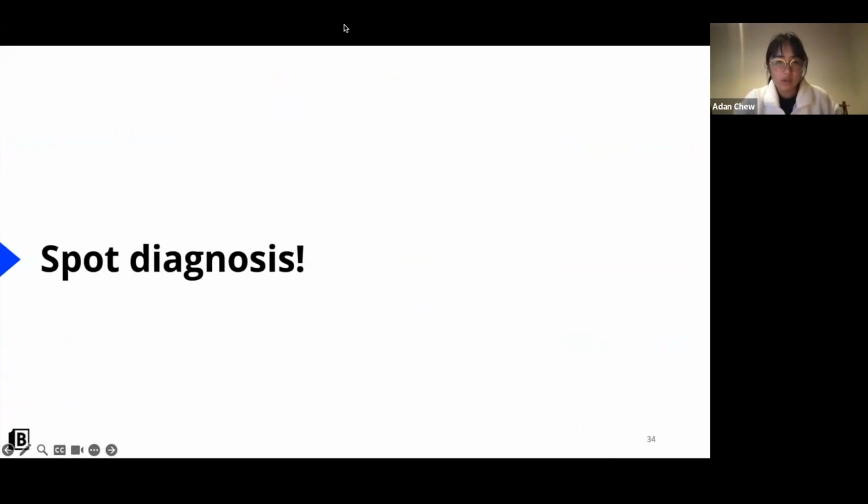Does that make sense so far? Okay, I don't see any questions. So we'll move on to the last round of this session. We'll have a round of spot diagnosis, which I think is always the funnest part. So I'll give you a stem and think about what's the most likely diagnosis. It could or could not be something we've already covered.